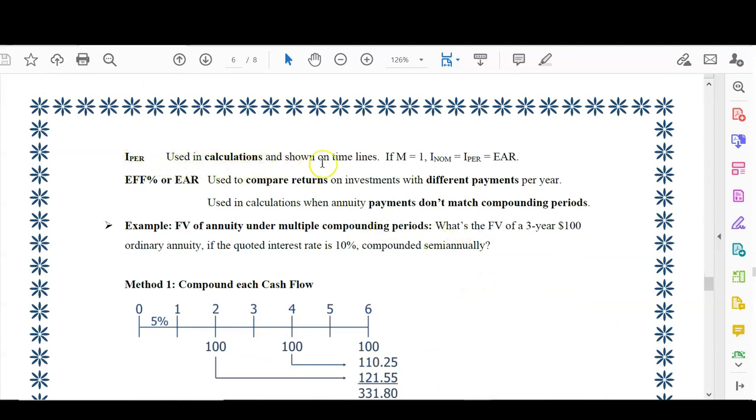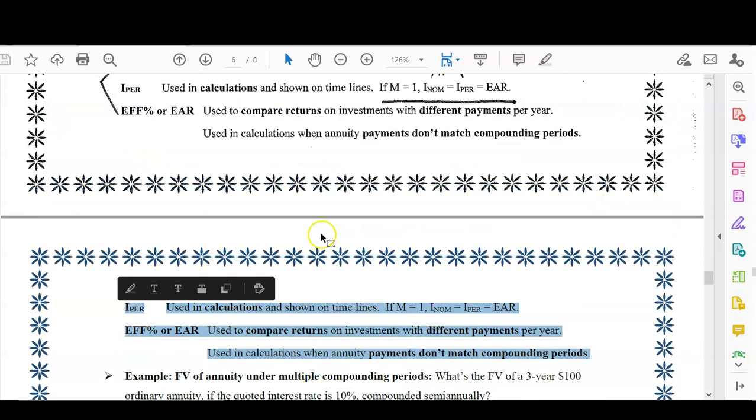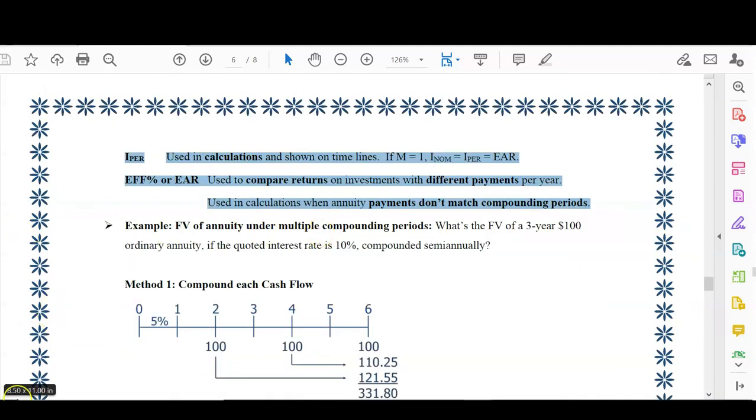I think we have some repeated words here. Let me pause the video and edit it.